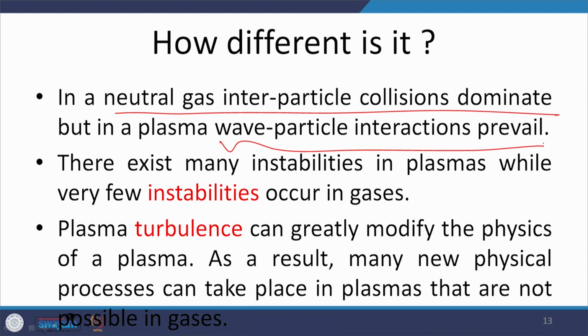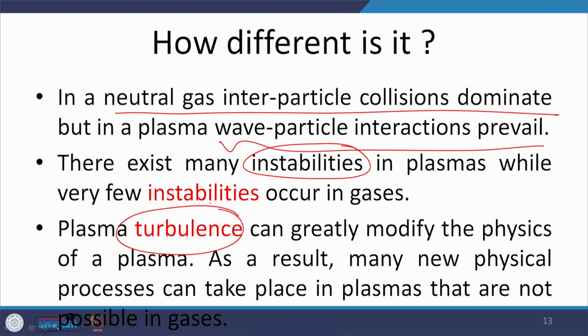So, there exist many instabilities in plasma, while very few instabilities may occur in gases. Understanding these instabilities is very critical for designing a fusion reactor or anything, right. There can be many instabilities in plasma, while very few instabilities will exist in neutral gases. So, understanding instabilities is very important for designing applications.